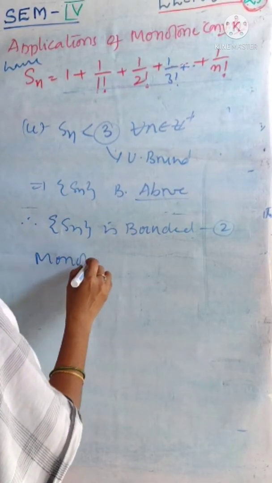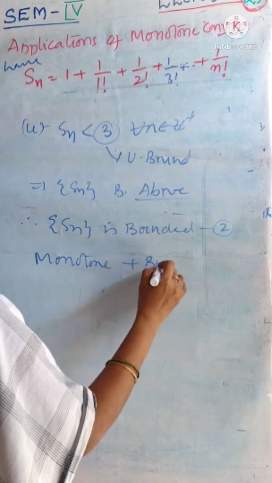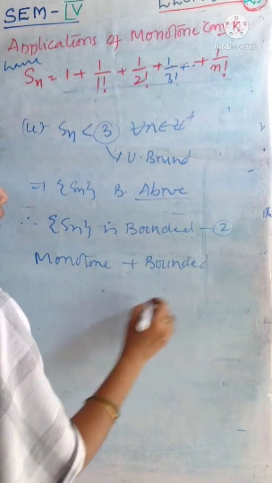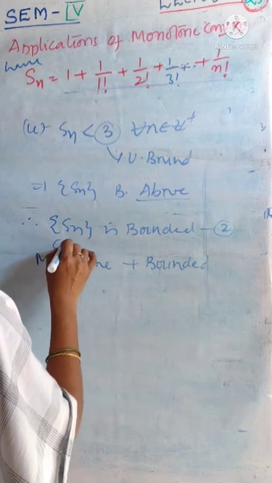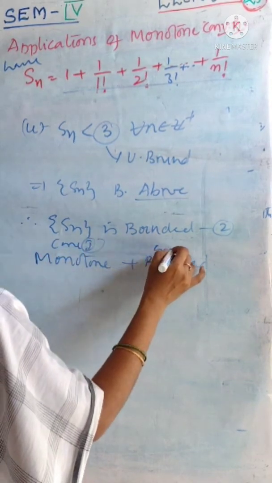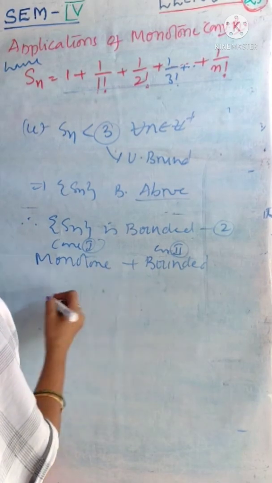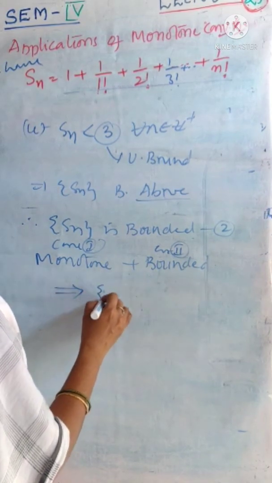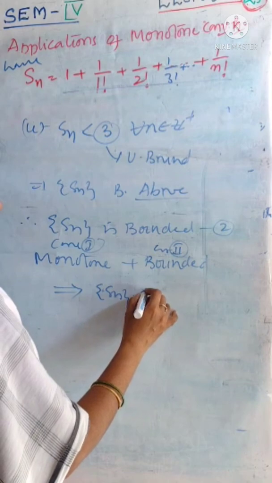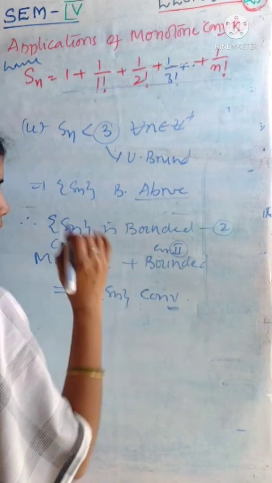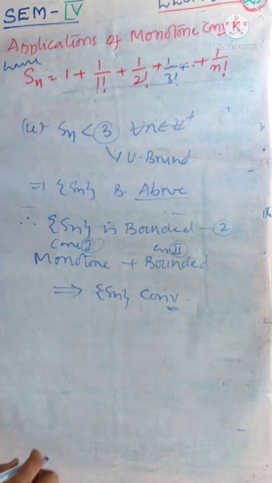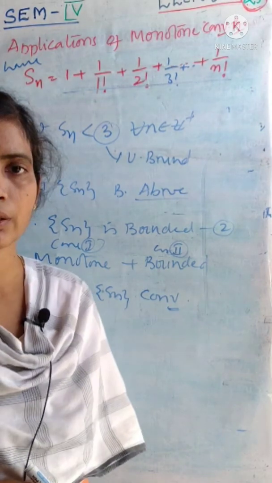Monotone plus bounded, in both cases we proved. That means by using case 1 monotone, case 2 bounded, if we apply the monotone convergent theorem, it implies Sn is convergent. Like that you can check the given sequence behavior.